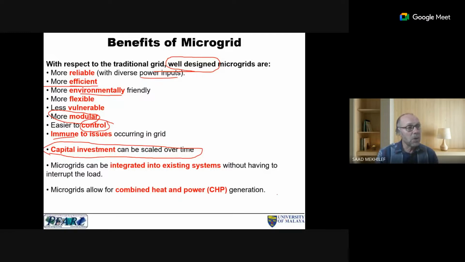Microgrids also can be integrated into existing systems, so these are good things. It's not something new that we have to build from zero, but you can integrate it into the existing system without having to interrupt the loads. Also, microgrids allow for combined heat and power generation, which is very, very important. It means you can do both. So these are some of the benefits.